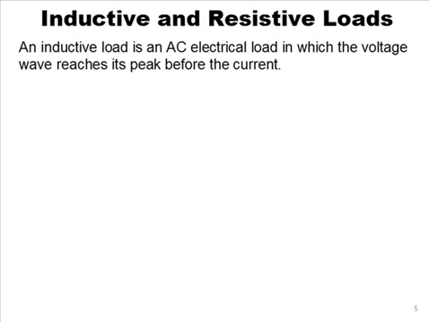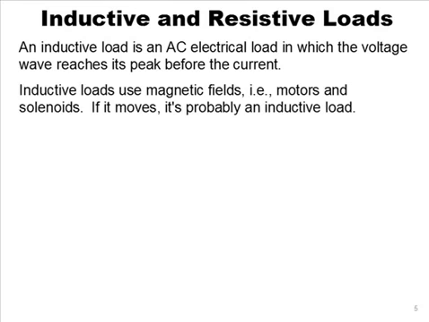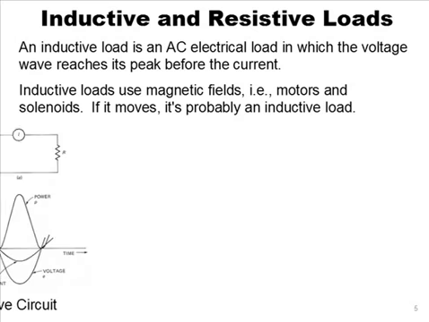Inductive and resistive loads. An inductive load is an AC electrical load in which the voltage wave reaches its peak before the current. Inductive loads use magnetic fields, such as motors, solenoids, etc. If it moves, it's probably an inductive load. Inductive loads use magnetic fields, okay? They're motors, they're solenoids. If there's any movement of a shaft or whatever, it's inductive.